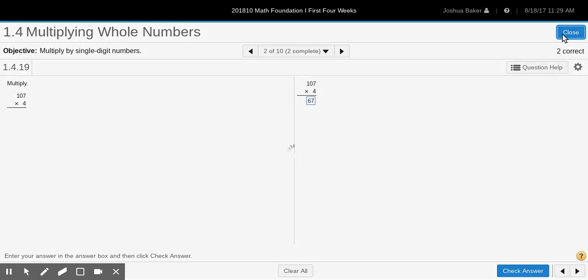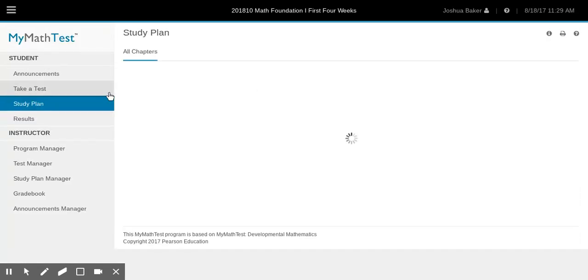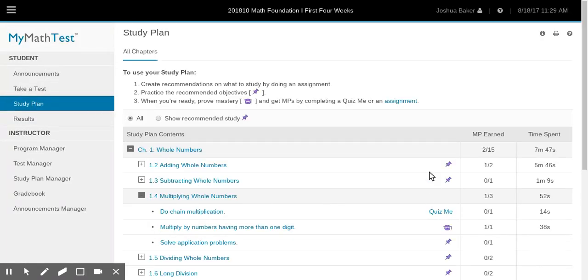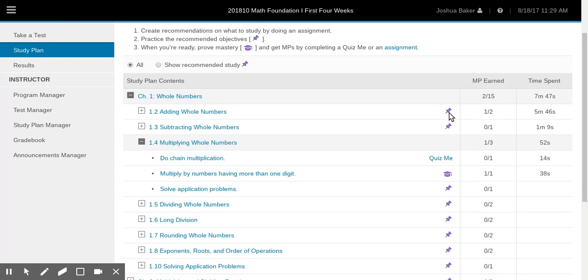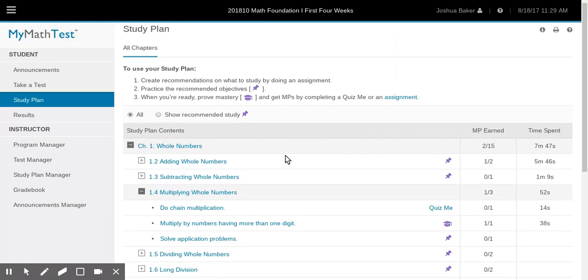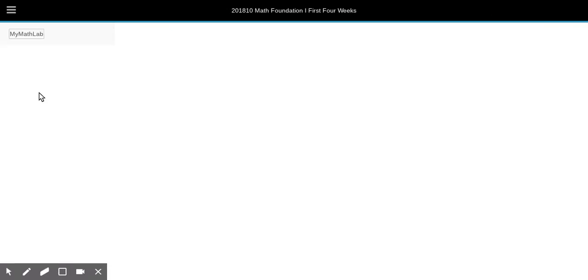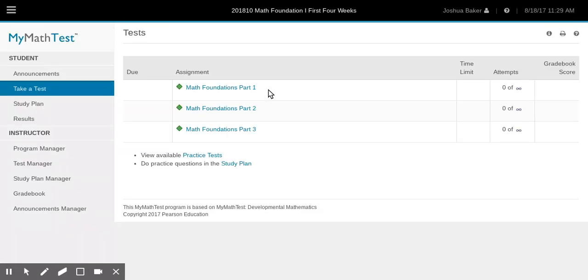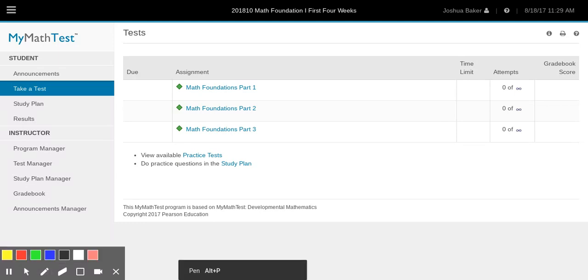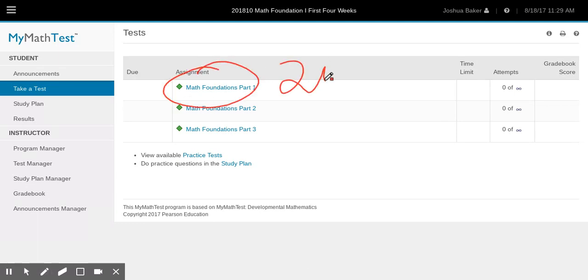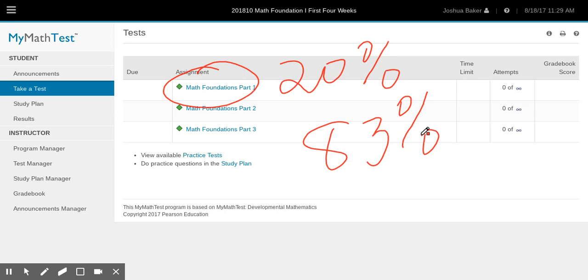But the point is, once we get done with our study plan, once I have gone through here and addressed all of these issues that are in pins, then I'm going to go back. And remember, I got a 20 the first time. So the first time I took this test, I got a 20. So if I go through the study plan and this next time I take the test, I get an 83, great. I learned what I was supposed to learn, which means that now I'm going to go take this test.